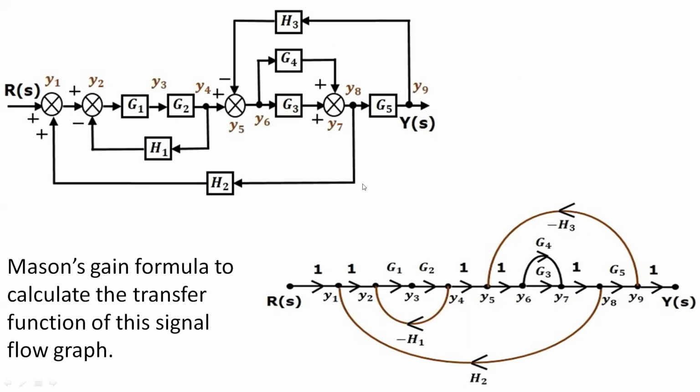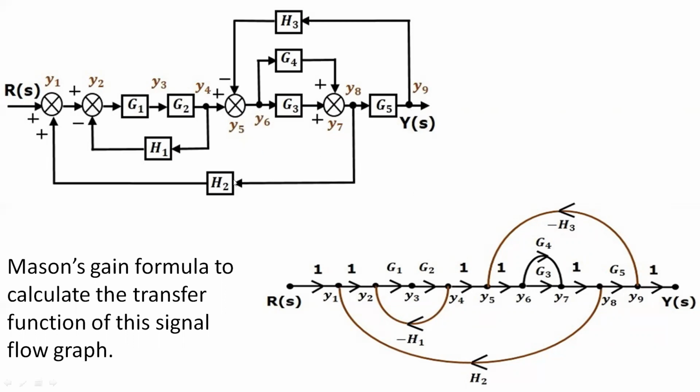So here, if we have to convert this into a signal flow graph, represent the input signal R(s) and output signal Y(s) of the block diagram. This is the input node and this is the output node. Now, just for reference, the remaining nodes Y1 to Y9 are labeled in the block diagram. There are 9 nodes other than the input and output nodes. That is 4 nodes for 4 summing points, 4 nodes for 4 takeoff points, and 1 node for the variable between blocks G1 and G2.